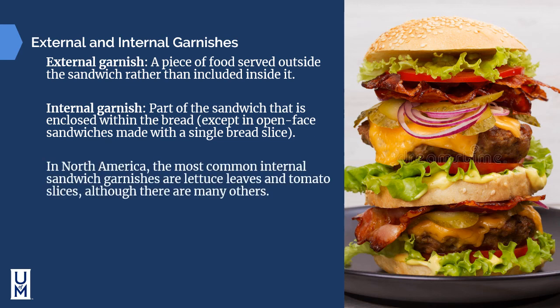In North America, the most common internal sandwich garnishes are lettuce leaves and tomato slices, although there are many, many others. As you can see from the picture on the right-hand side of the screen, there is bacon. Well, I don't really consider bacon a garnish. I consider it a necessity. But there are pickles and onions and even the spread in that.